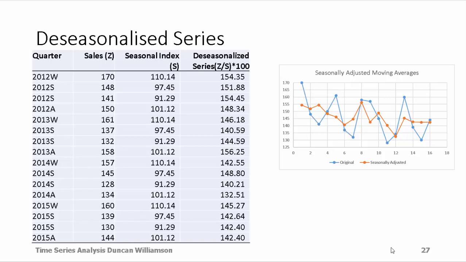We then deseasonalize the series by applying those seasonal indices, which you can see in that third column, S. 110.14 is in 2012 W winter. You see it again in 2013 W winter, and again in 2014 W winter, and so on, the same with each of them. And when you divide sales, actual sales, by the seasonal index, it gives you the deseasonalized series, Z divided by S, multiplied by 100.